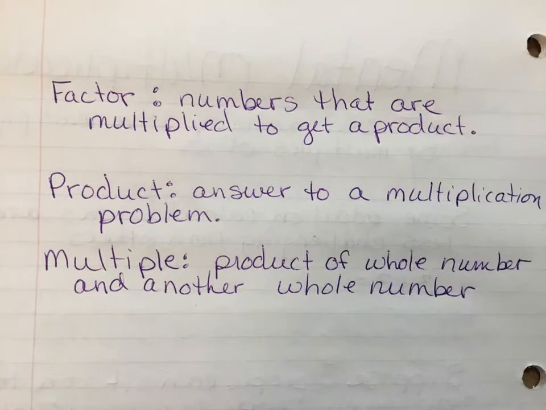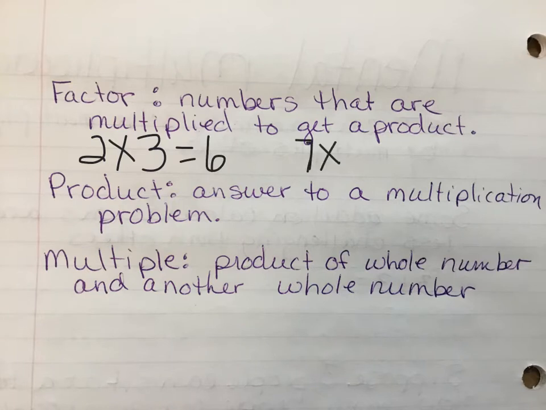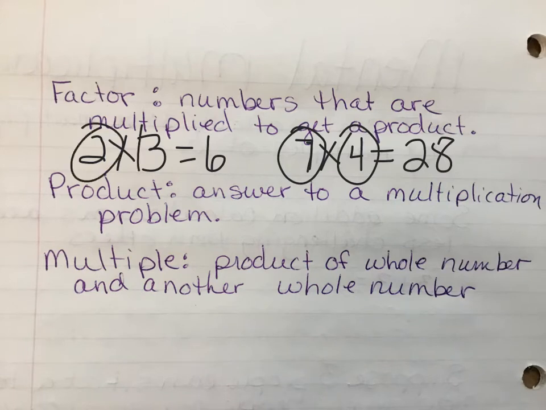We're going to use that concept today, but we need to write down a couple of important vocabulary words that we will be using throughout multiplication. A factor: these are numbers that are multiplied to get a product. Factors are important because sometimes we can find common factors. So the 2 and the 3 are factors to get 6, and 7 and 4 are factors to get 28. These are our factor pieces, the numbers that we multiply.